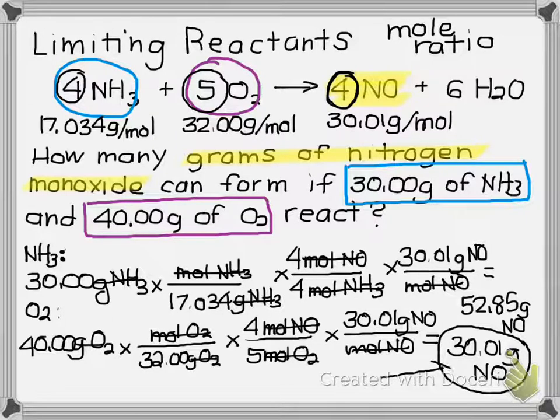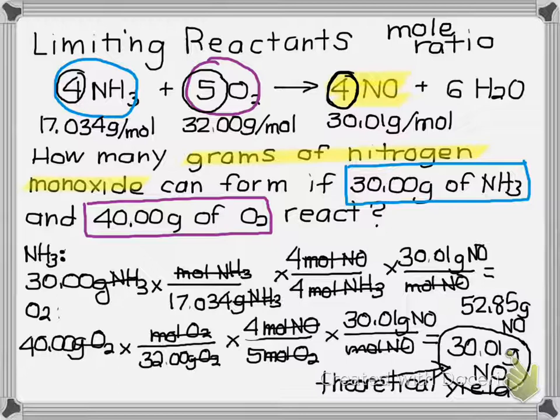This amount right here, or any amount that's calculated by a chemical equation using stoichiometry, is known as the theoretical yield. It's theoretical because we use mathematics to calculate it, and so in theory, this is what we should get if everything goes right.